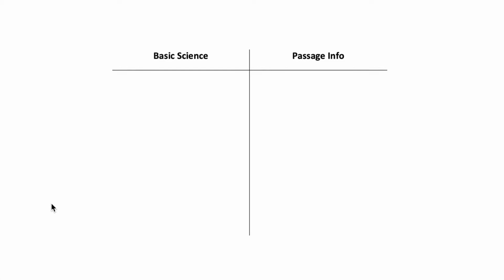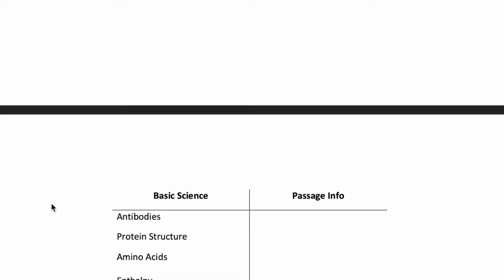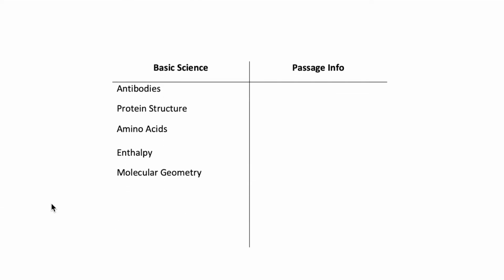Before I get to an example passage, I want to talk about generally what type of information to focus on while reading a passage. Typically, there are two categories of information: basic science and information unique to the passage. Basic science are concepts from the AAMC topic list of required background information to take the MCAT. Examples include antibodies, protein structure, amino acids, enthalpy, and molecular geometry. These are the concepts that you recognize from your content review and from the classes that you took prior to taking the MCAT.